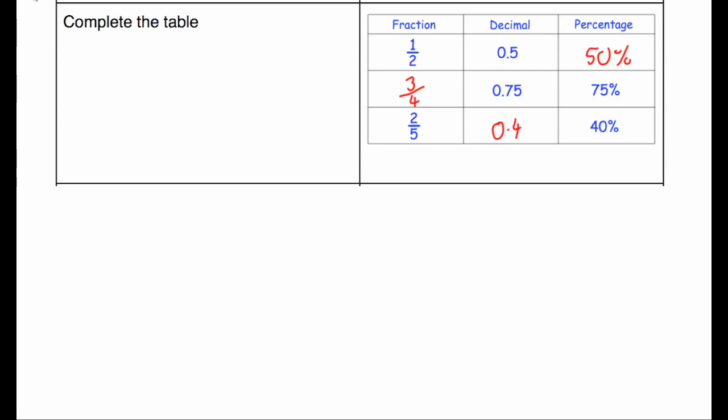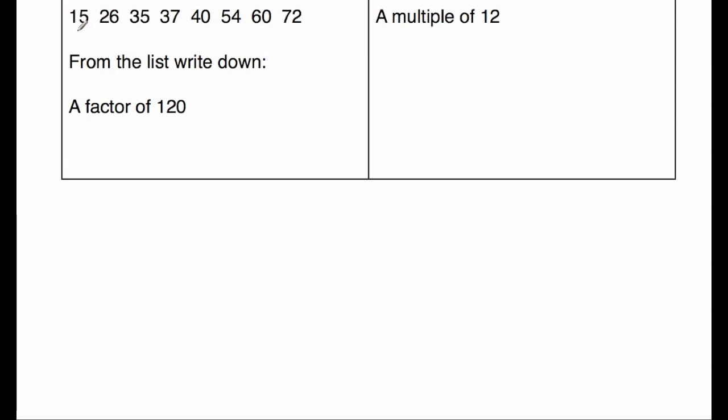Our next question, we've got a list of numbers. We've got 15, 26, 35, 37, 40, 54, 60 and 72. And we've been asked to write down from the list a factor of 120. So that's a number that we can divide 120 by and get no remainder.